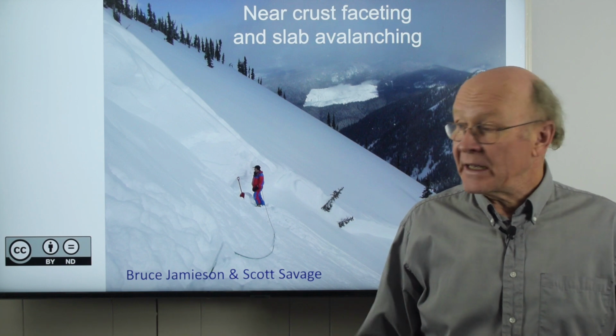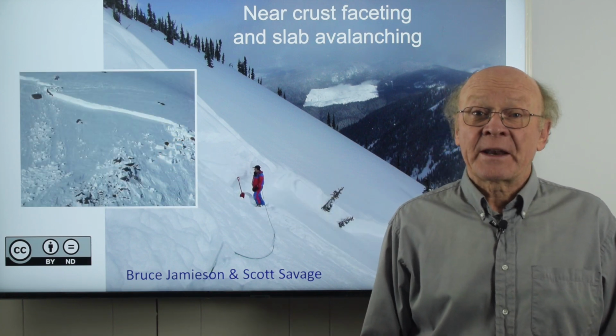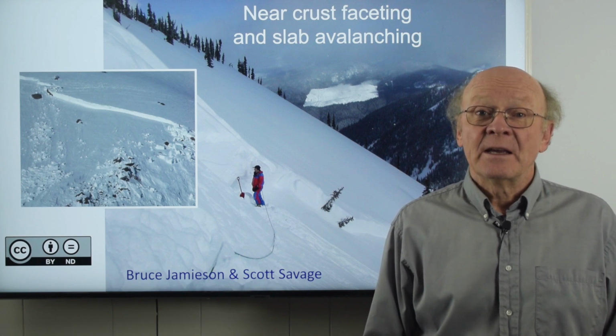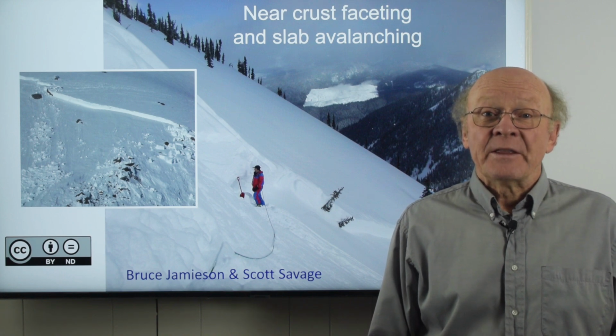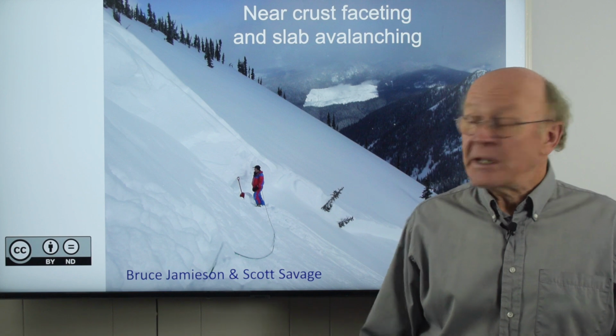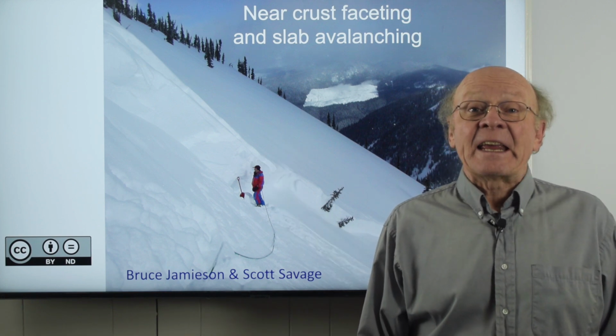Where the snowpack is thin, like this, as it often is in a continental snowpack, the temperature gradient is often favorable to faceting throughout the snowpack in early and midwinter. This video focuses on near crust faceting in areas with a deeper snowpack, like this, where extensive faceting is less common.